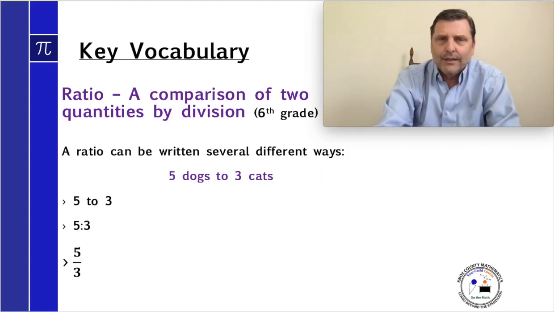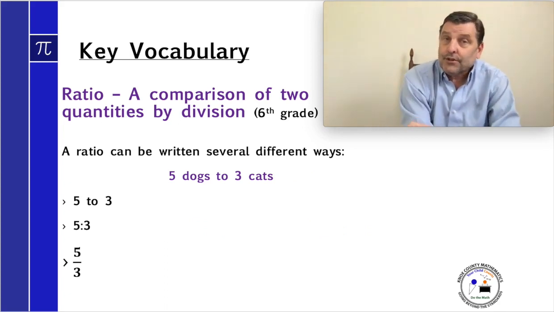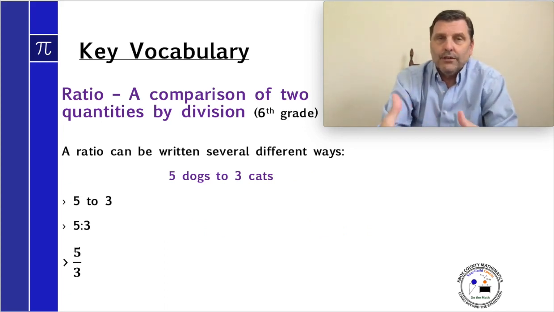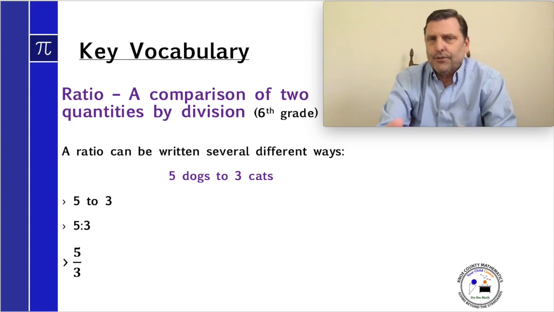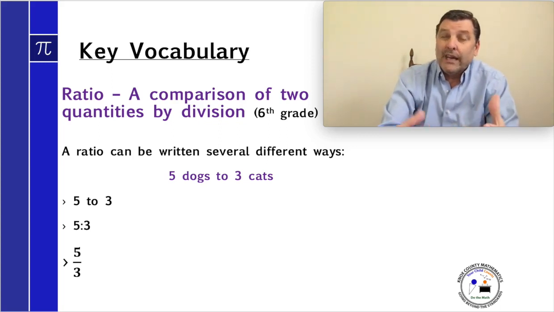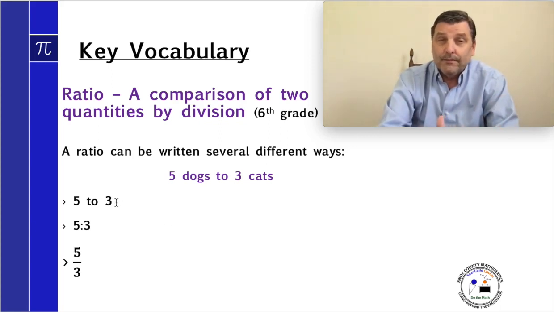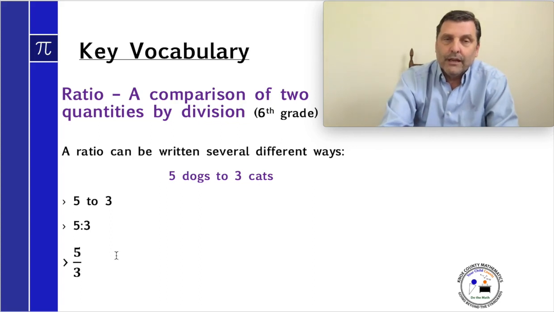Let's look at that key vocabulary. The first one we'll start with is ratio. That was something you learned in 6th grade. It was a comparison of two quantities by division. For example, a ratio could be written in several different ways: 5 dogs to 3 cats. You learned that you could write it in words, 5 to 3. You could write it with symbols, 5:3. But the way we like to write it is in the form of a fraction, 5/3, where 5 is in the numerator and 3 is in the denominator.